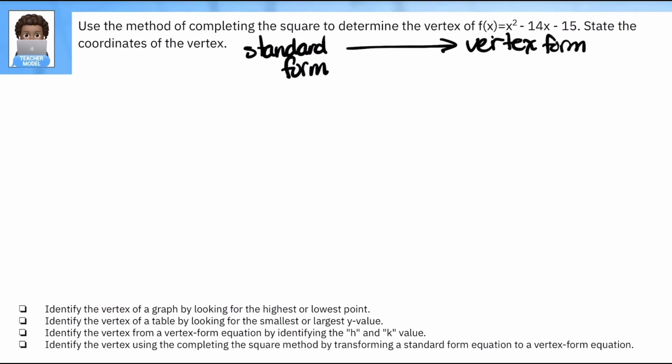All right, here's our final drop mic moment. I'm going to take this equation from standard form and move it to vertex form, because in our question here, they're asking us to complete the square to determine the vertex. So watch how I do that. And that's going to be my how.